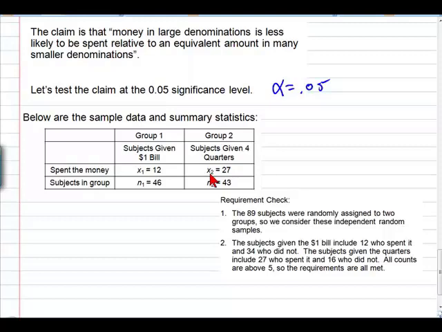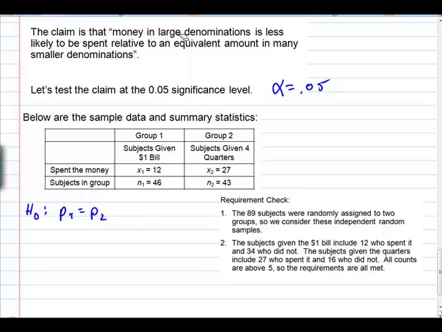So we're okay here. We're testing a claim, so that means we need to write a null hypothesis here. Our null hypothesis will always be that p1 is equal to p2 if we have two proportions. Group 1 was given the larger denomination.